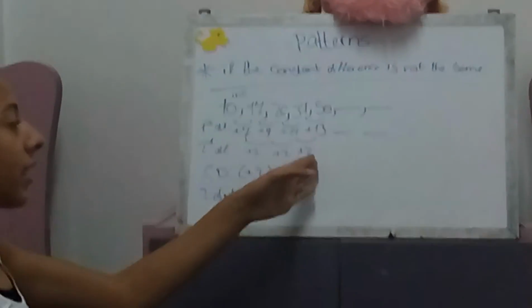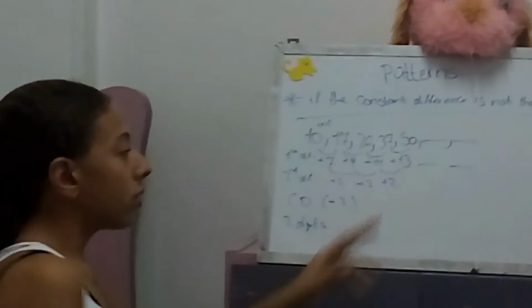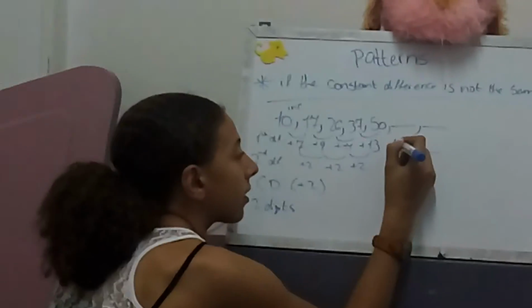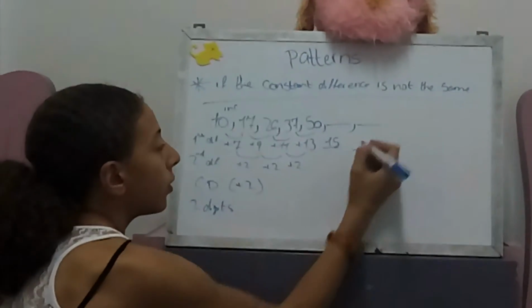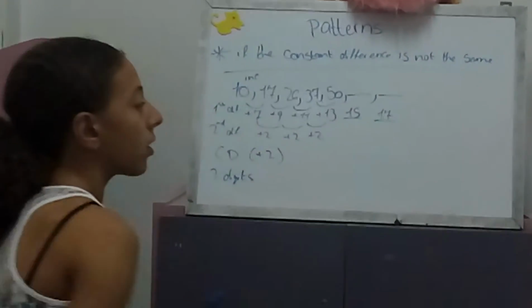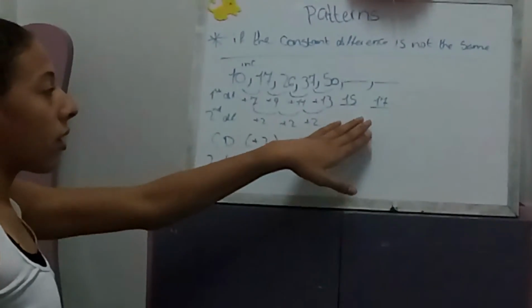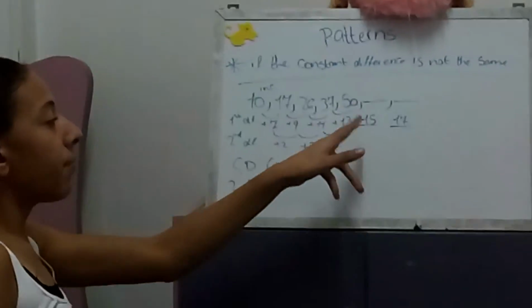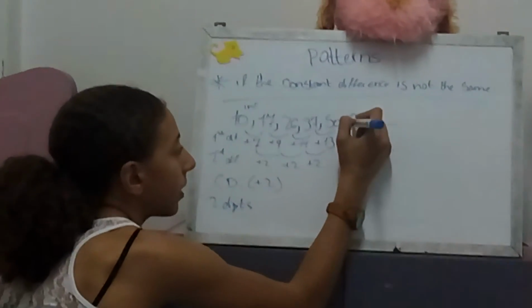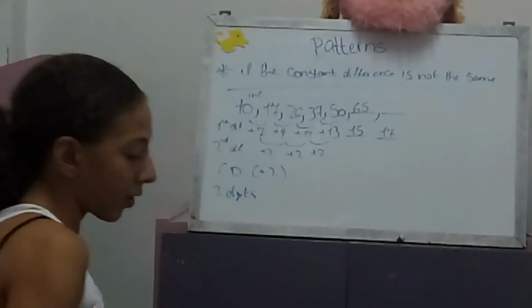Because this pattern, their difference is constant. So we do 13 plus 2, it will be 15. And 15 plus 2 will be 17. So this pattern is full, okay? So here we do 50 plus 15, which will be 65, okay?